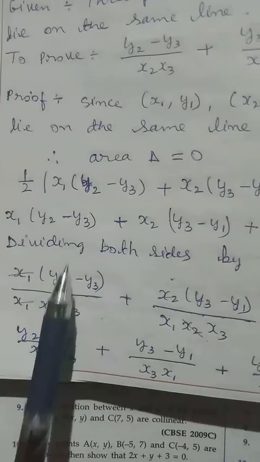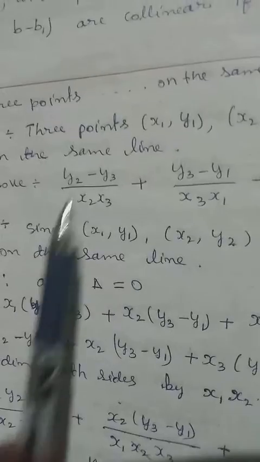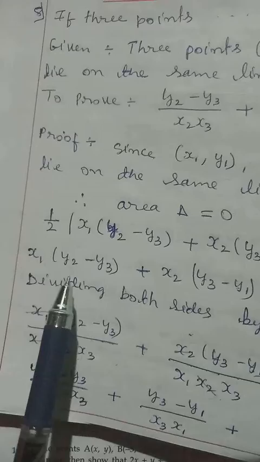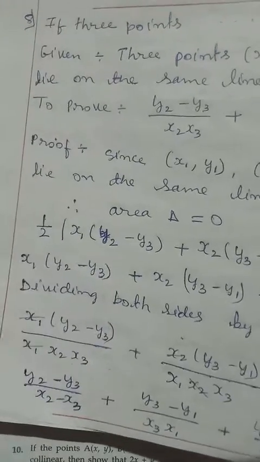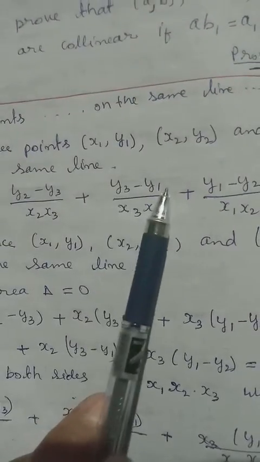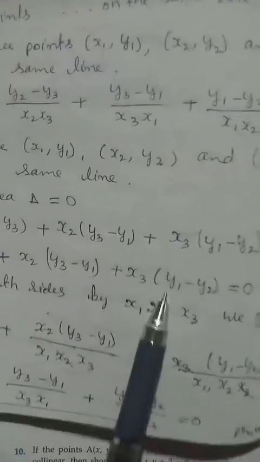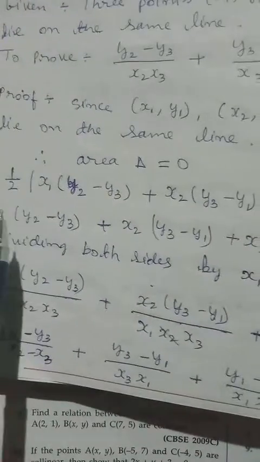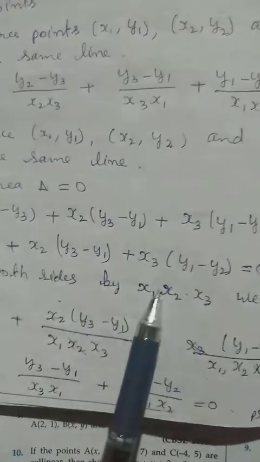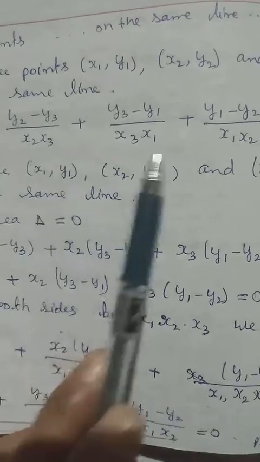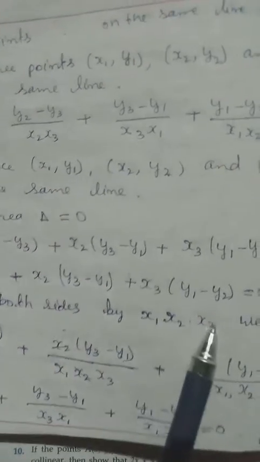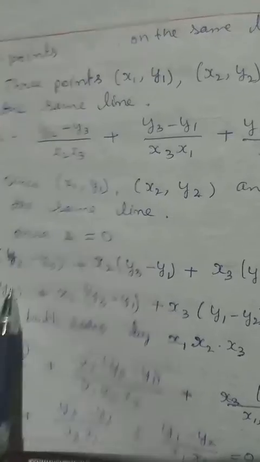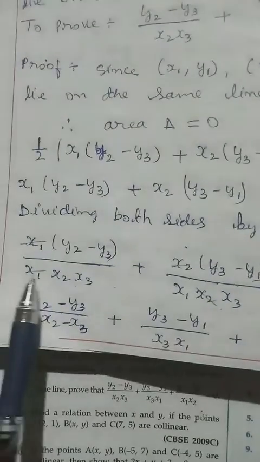So now after we replace and check the proof, here we have y2 minus y3, that one we have, but x1 we don't want. Here y3 minus y1, we don't want x2. y1 minus y2, we don't want x3. But in numerator we have 2, 3. Okay, so what to do? We divide both numerator and denominator by x1, x2, x3, because we want 2, 3, 1 by x1, x2, x3 to each portion. All the 3 portions we divide by this.